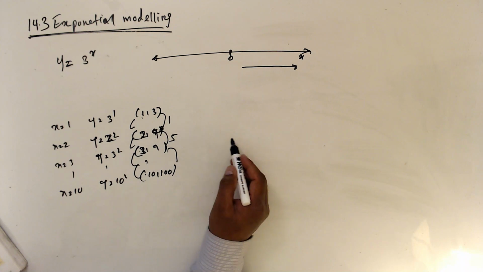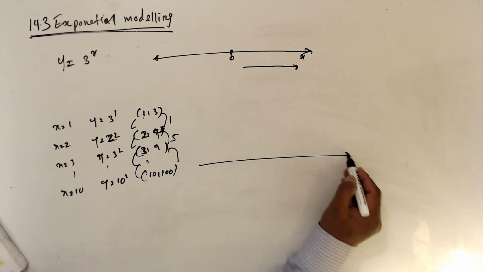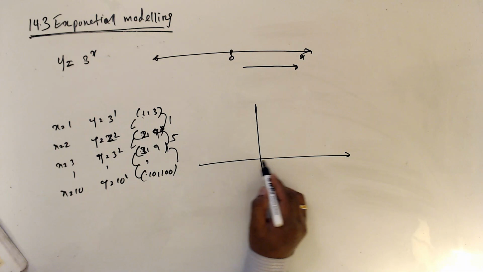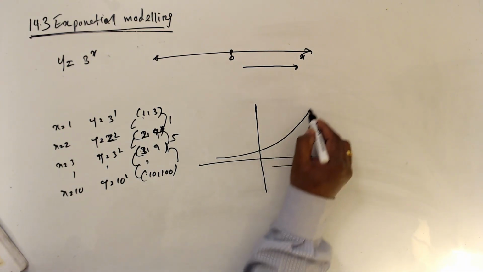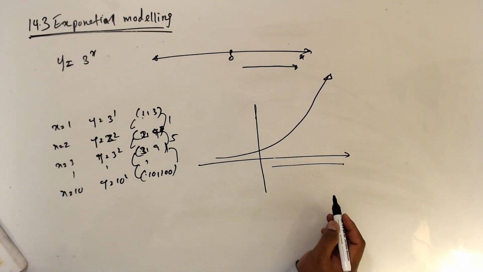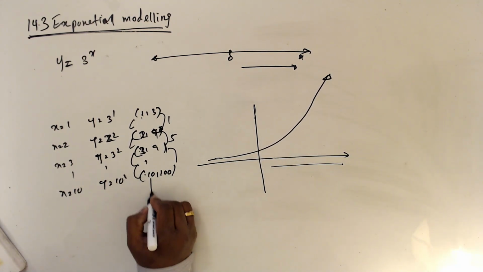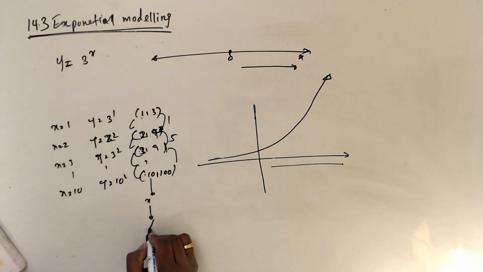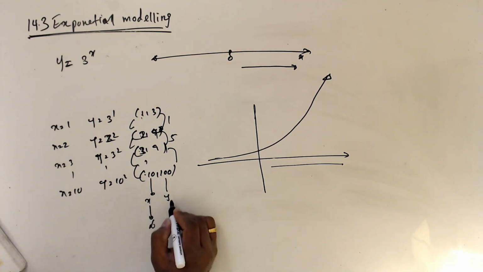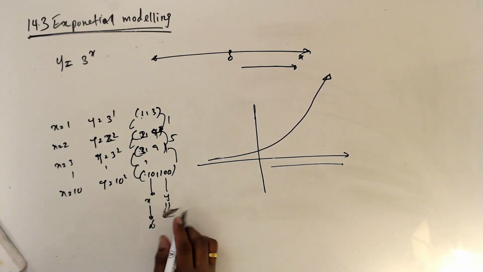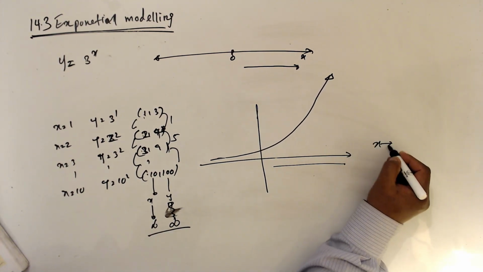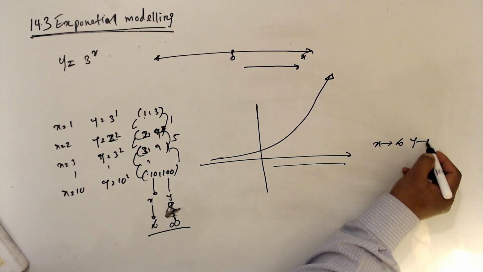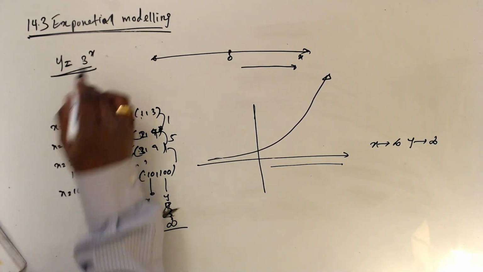When x is moving towards infinity, y is jumping fast to infinity. So what is our conclusion? When x goes to infinity, y also goes very fast to infinity. Or simply we can say, when x goes to positive infinity, y also goes to positive infinity in this type of exponential graph.